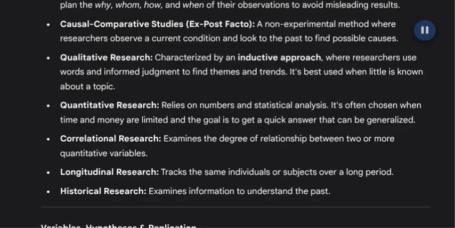Qualitative research, characterized by an inductive approach, where researchers use words and informed judgment to find themes and trends. It's best used when little is known about a topic. Quantitative research relies on numbers and statistical analysis. It's often chosen when time and money are limited and the goal is to get a quick answer that can be generalized. Correlational research examines the degree of relationship between two or more quantitative variables. Longitudinal research tracks the same individuals or subjects over a long period. Historical research examines information to understand the past.